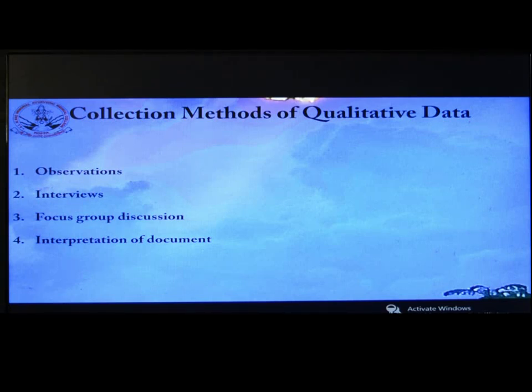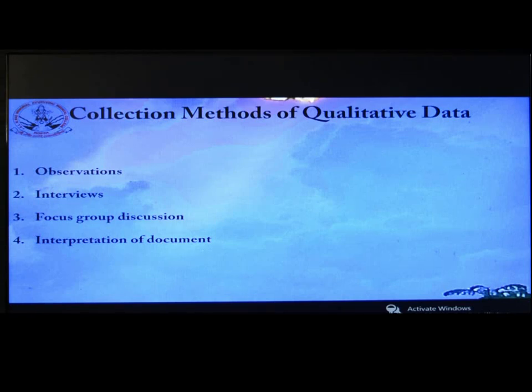Then another one is interviews. These are methods to collect data on views, opinions, experiences, beliefs, etc. For example, if you ask patients whether they are satisfied with the treatment and nursing in this hospital or not, whatever they reply, a number of respondents have replied differently. Based on that we are making data. That's qualitative data collection with interviews.